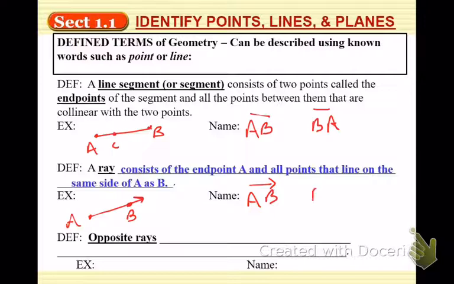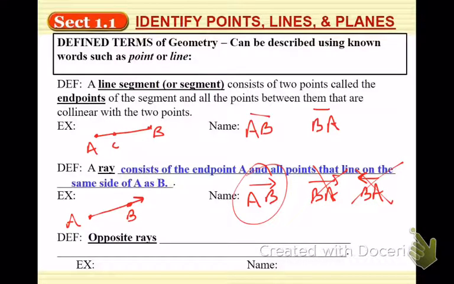We would not be able to call this ray BA for the ray because it does not start at B. That ray would be different. It would start at B and go through A forever. So this would be wrong. So would this, even though technically speaking the symbol makes sense, but we write left to right, we read left to right, so we don't want to do this either. We want our symbols to go left to right as well. Okay, so we want to stick with AB.